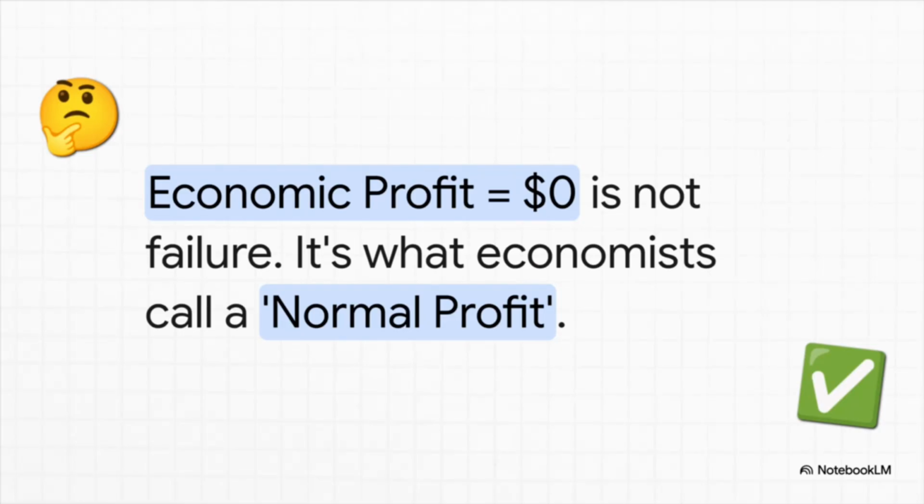Zero? That sounds like I failed. But, and this is so important, in economics, an economic profit of zero is not failure. We actually have a special name for it. Normal profit. All it means is that your business is earning just enough money to cover all its direct costs and to cover your opportunity costs. You're doing just as well in this business as you would have been in your next best alternative. So you're not falling behind. It's actually a sustainable place to be.